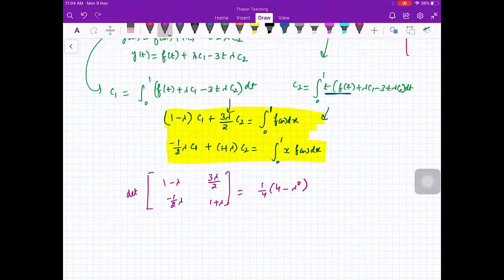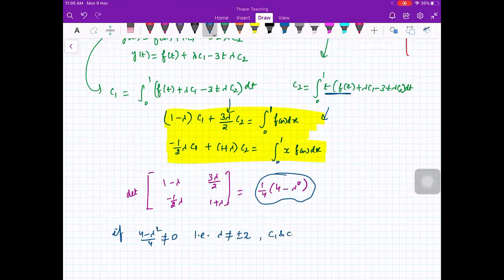So what should be the condition for a unique solution? Tell me, beta. For the unique solution, the determinant 4 minus lambda square upon 4 should be non-zero, that is lambda is not equal to plus minus 2. In that case C1 and C2 can be determined from this system, system star. Fine, is that okay?